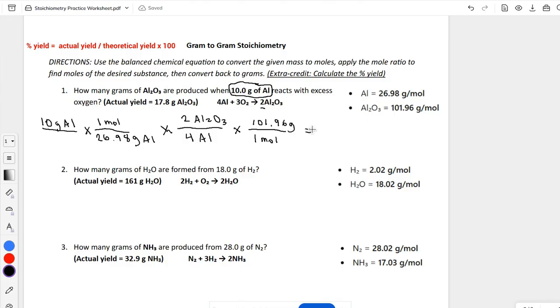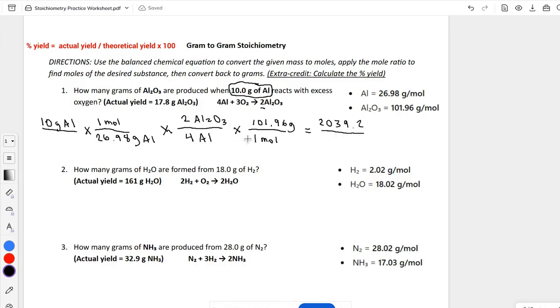You multiply all of the top. 10 times 1 is 10, times 2 is 20, so it's 20 times 101.96 equals 2,039.2. I'm going to run out of room. Maybe I won't. 2,039.2. All right. Divided by everything on the bottom.